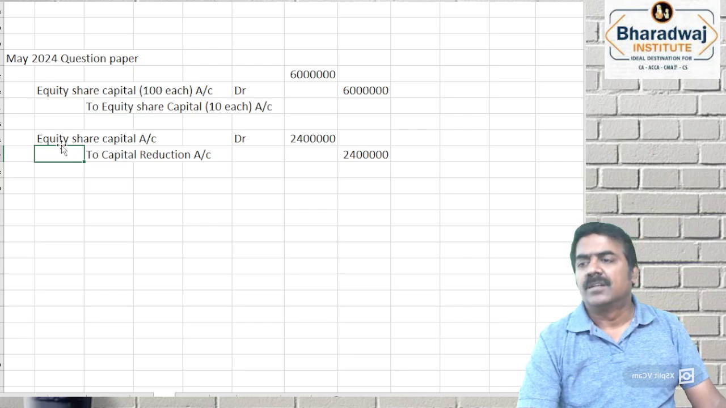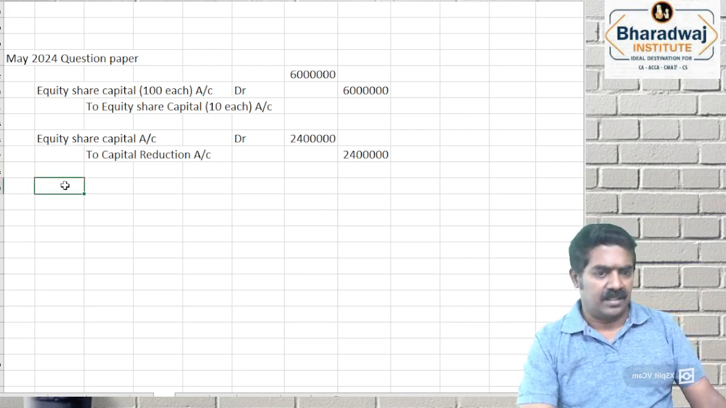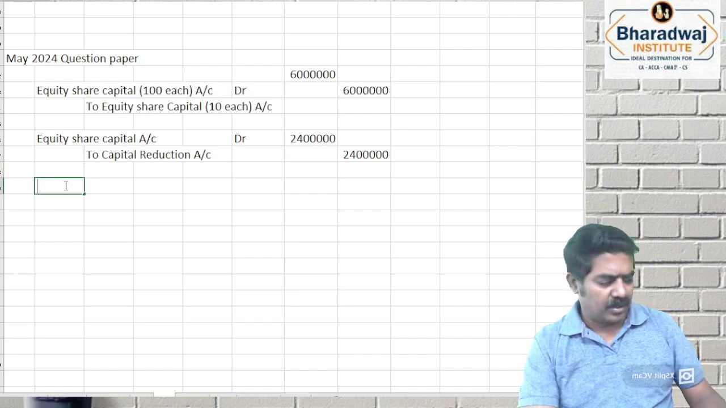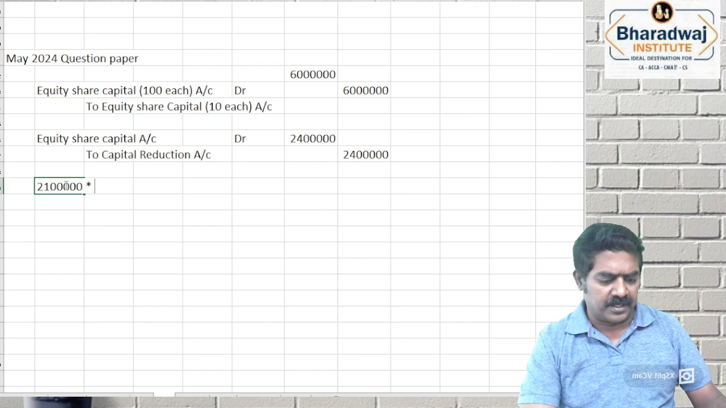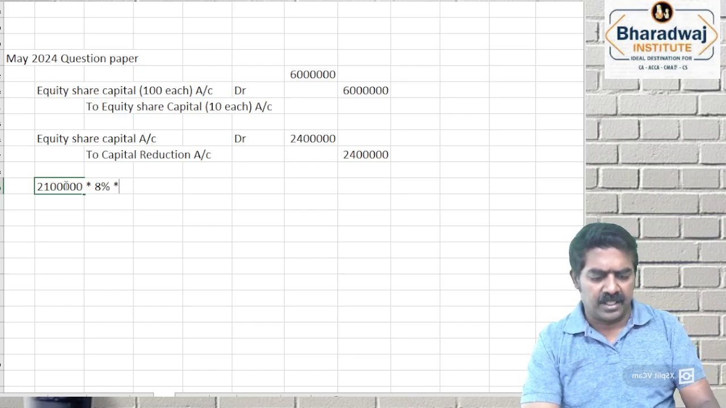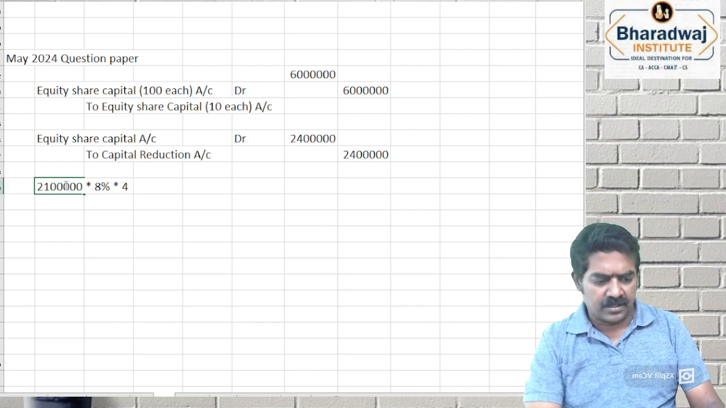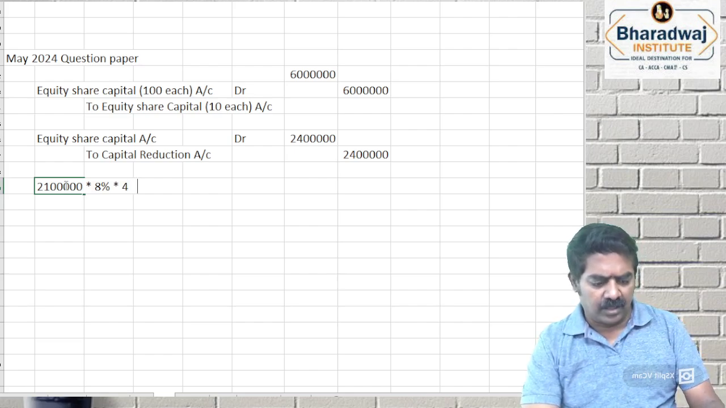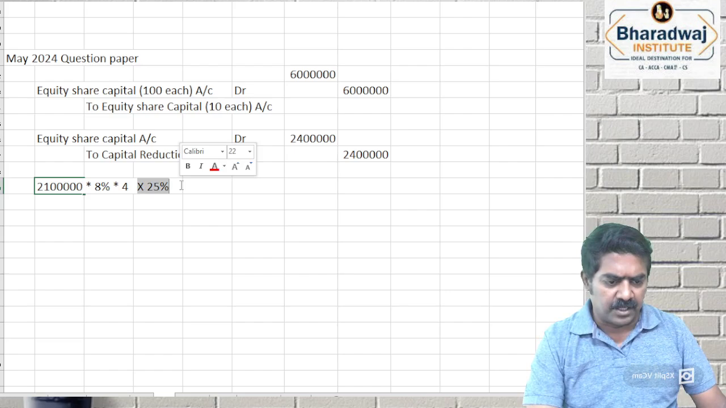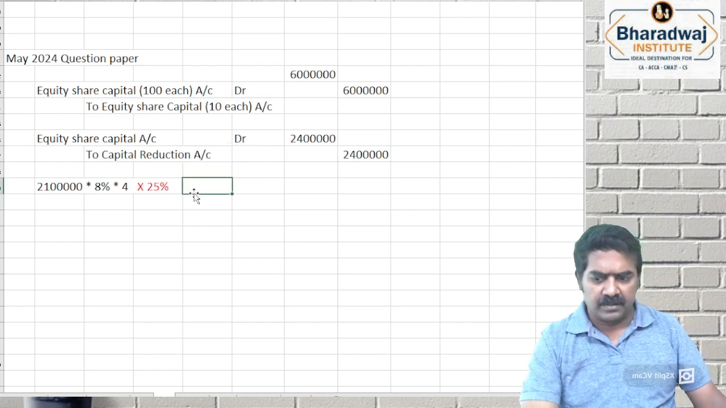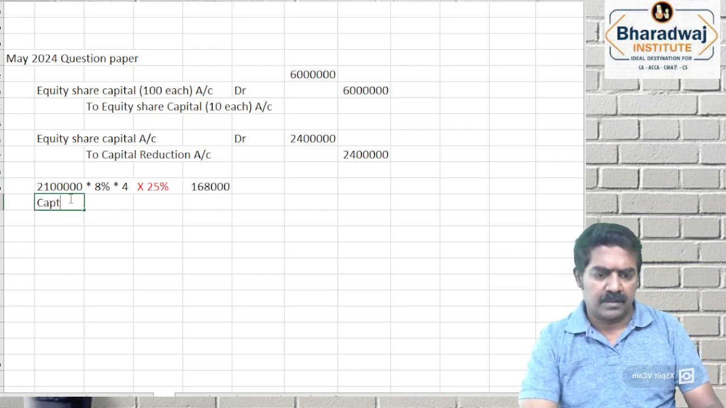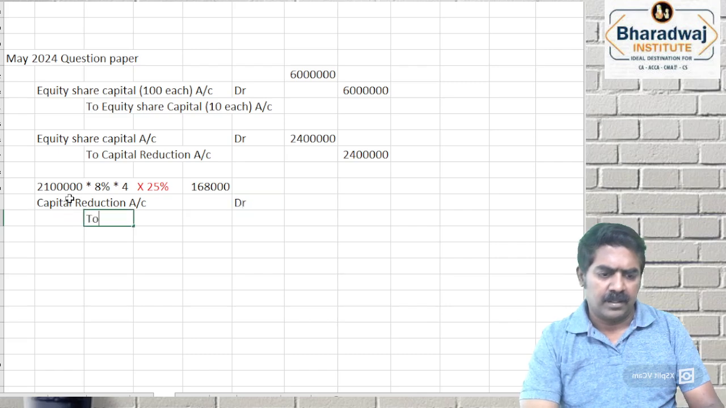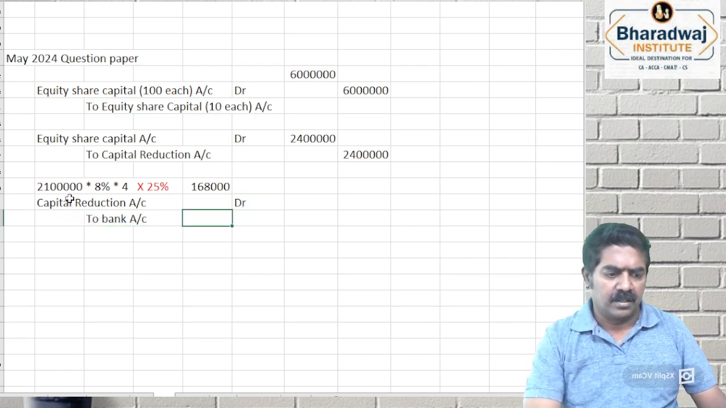Then what is the next one? Dividend. See how much preference share capital there is. What is the value? 21 lakhs at what percentage? 8%. For how many years? 4 years. Out of that, how much do we have to pay? 25% we have to pay. Whatever is payable becomes a loss for us. So whatever is payable, we'll adjust in which account? Capital reduction account debit to which account? Bank account.